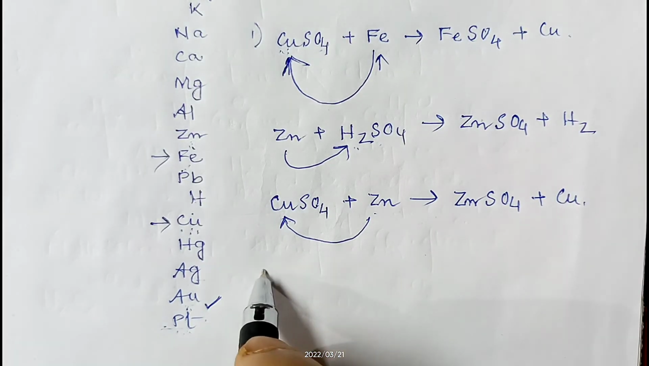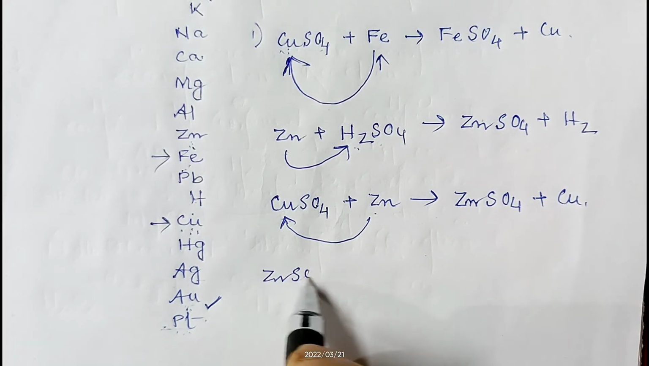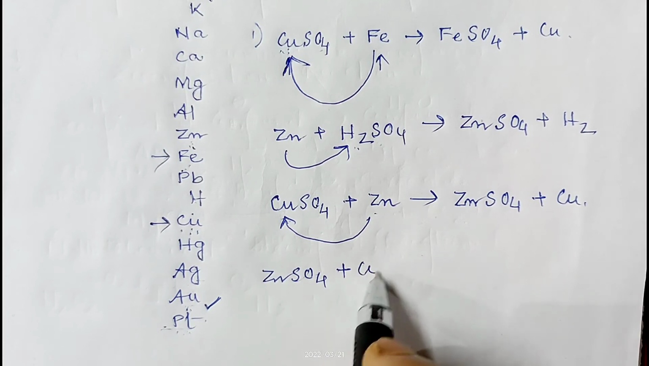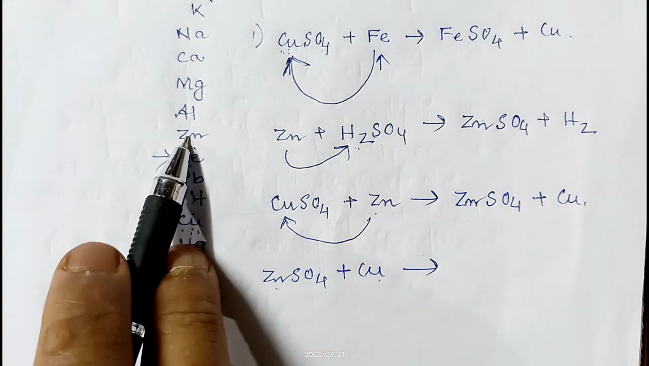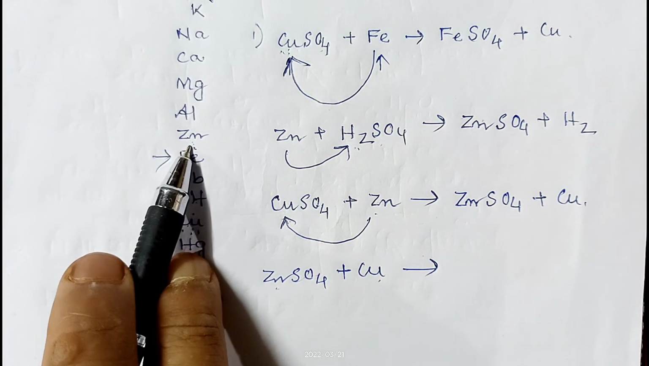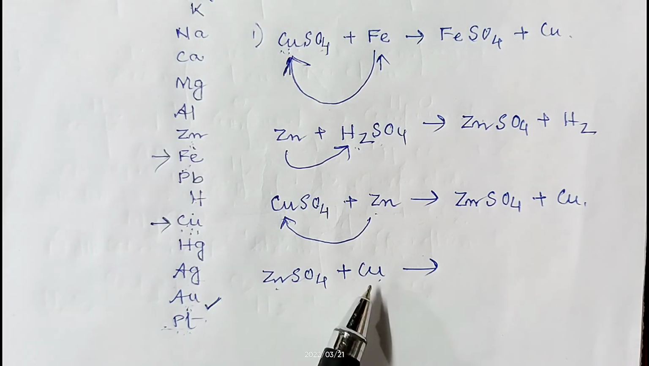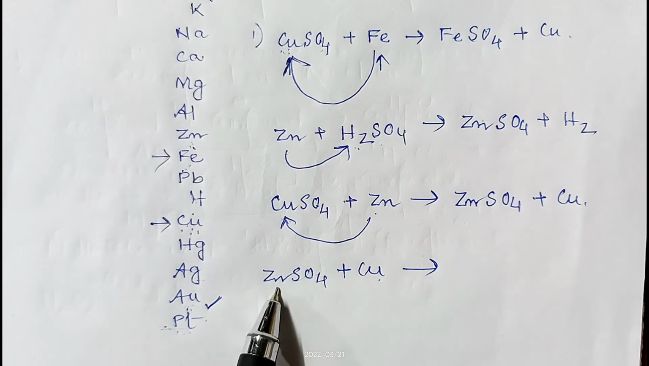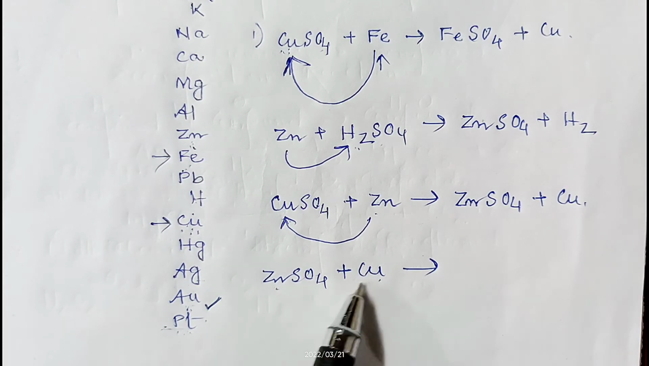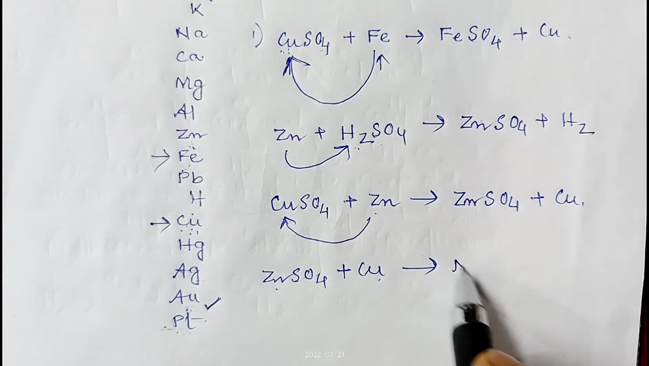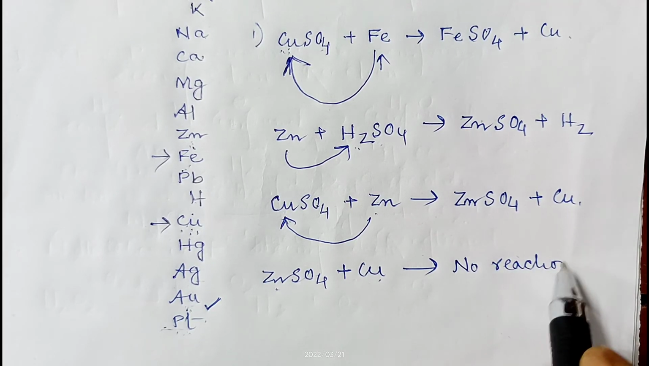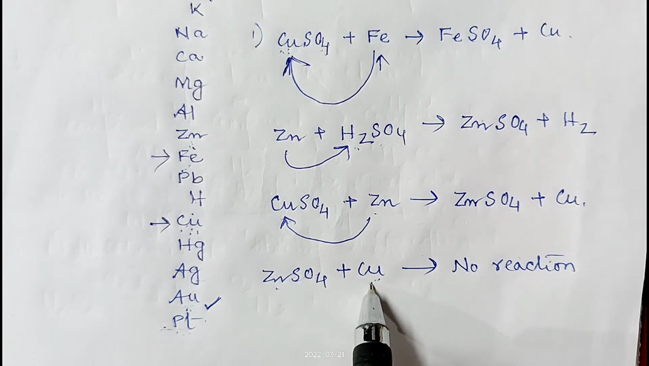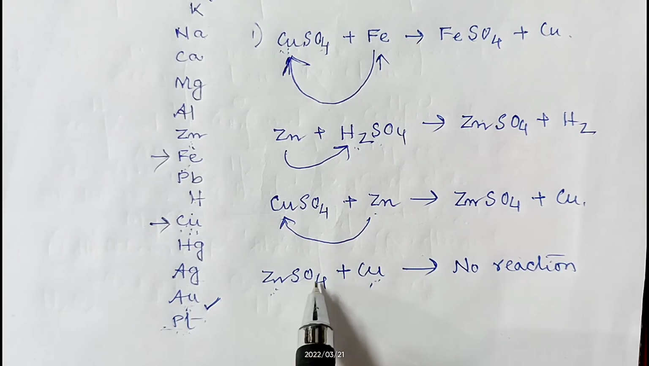Now if we react zinc sulfate with copper, then what will happen? Out of zinc and copper, zinc is more reactive. So it is not possible for copper to displace zinc from its solution. So there will be no reaction. Here you write no reaction. There will not be any reaction because copper is less reactive than zinc. So copper cannot displace zinc from its solution.